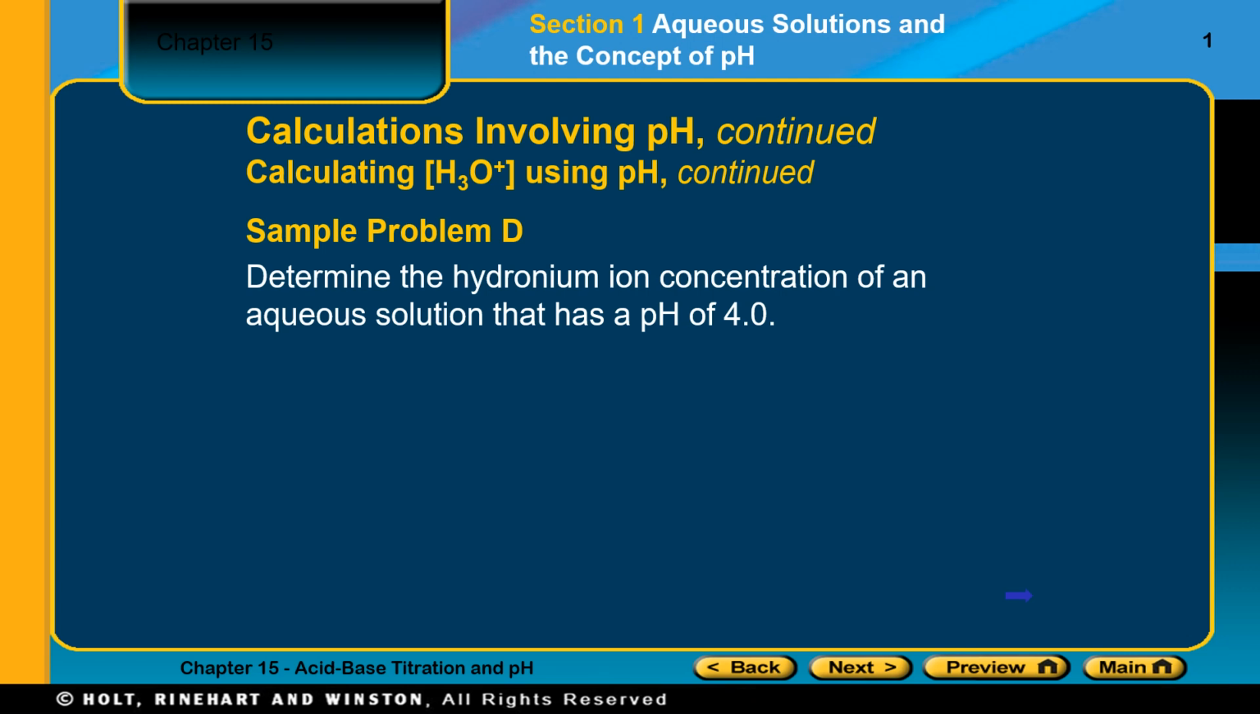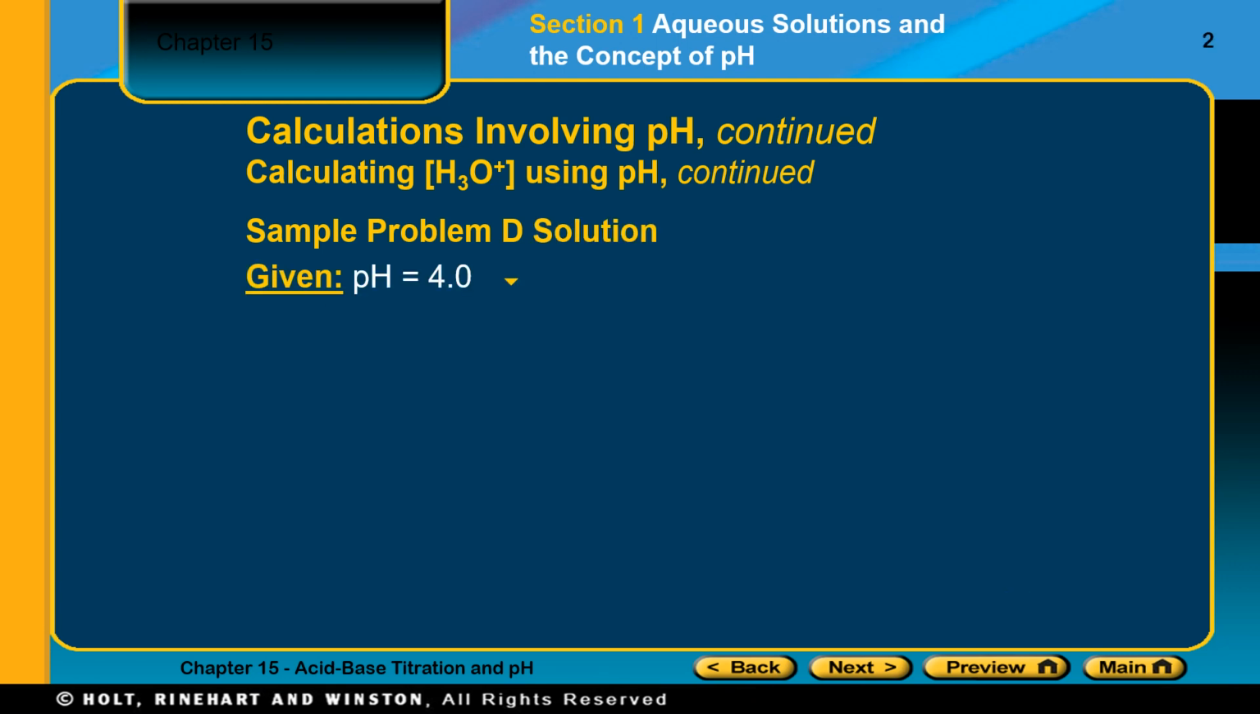Today we want to finish up section 1 by doing some calculations involving pH, and we're going to calculate the hydronium ion concentration from the pH. So here is sample problem D. It says determine the hydronium ion concentration of an aqueous solution that has a pH of 4.0. So we've been given that the pH is 4.0 and we're supposed to calculate the hydronium ion concentration.